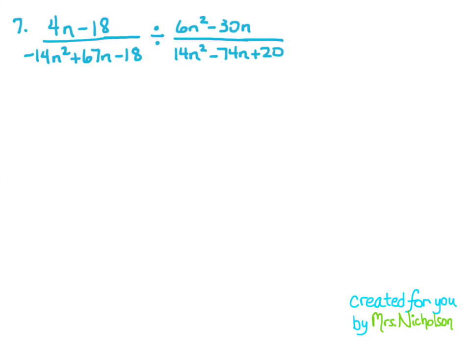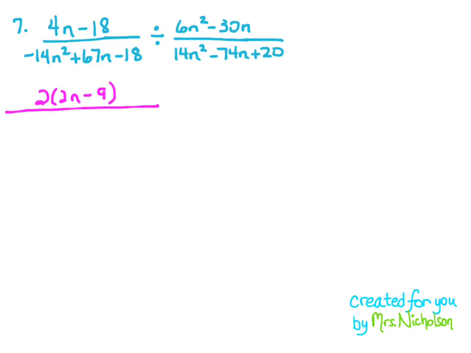Alright, number 7. Now this one, I've got two rational expressions, and they're being divided. Remember, when we divide rational numbers or fractions, the process is that we're going to multiply by the reciprocal. So I'm going to rewrite this as a multiplication problem, as a product, and while I rewrite it, I'm going to take a first step in factoring as well. So for the 4n minus 18, the only thing I can do to simplify that is factor out a 2. And so I get 2 times 2n minus 9.